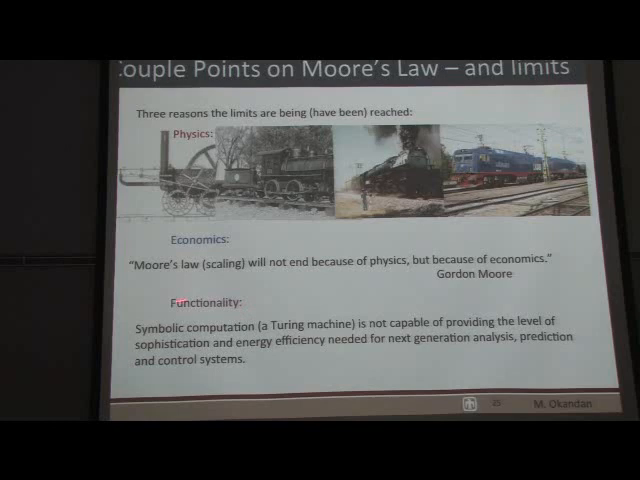And the third one is one of functionality. Again, this is somewhat a controversial statement, and we can talk about it more after the presentation. A symbolic computation approach, basically a Turing machine, might not be able to do the functions we want efficiently enough for the next generation analysis, prediction, and control systems.